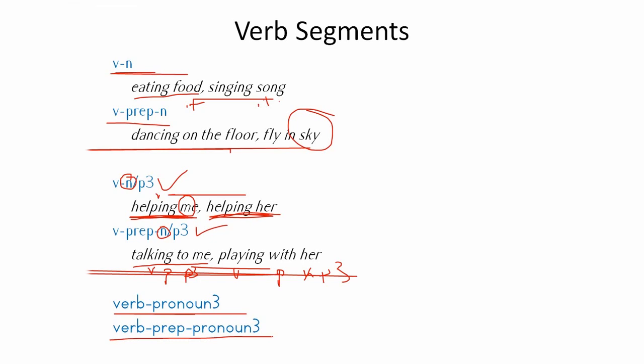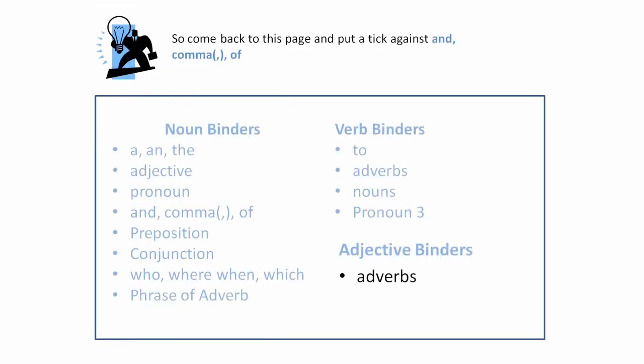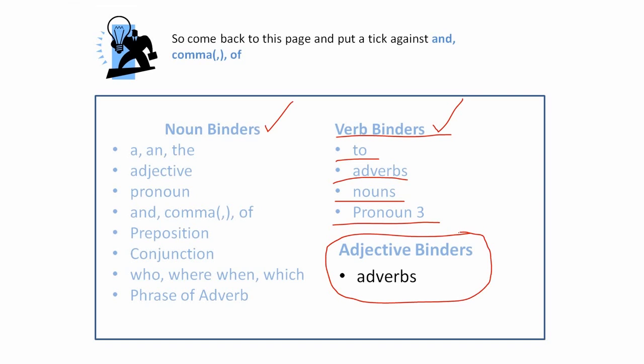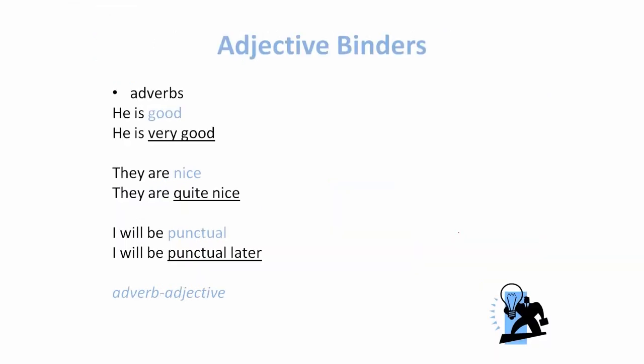రైట్ దెన్, సో దాట్ కంప్లీట్స్ ద వర్బ్ బైండర్స్ ఆల్సో, టు, adverb, nouns or pronoun 3. Okay, so we finished noun binders completely and we finished verb binders and also their segments. Now finally let's have a small glance at adjective binders, which is only adverbs.